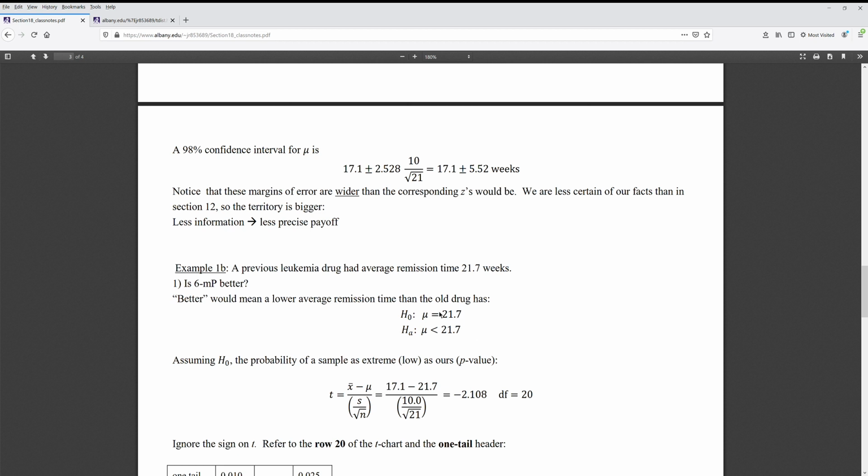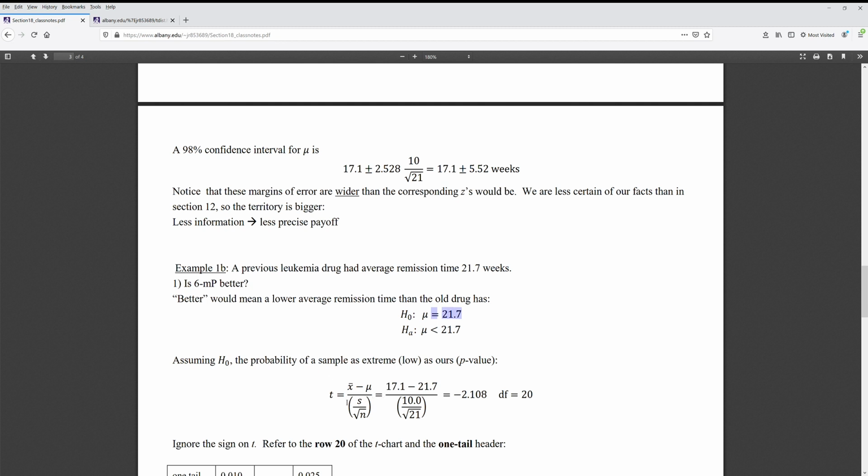That's our p-value in theory: the probability of getting a sample as low as ours, assuming the drug works just like the old drug. If we really are bouncing around 21.7, how weird is it to bounce over to something as small as 17-ish?